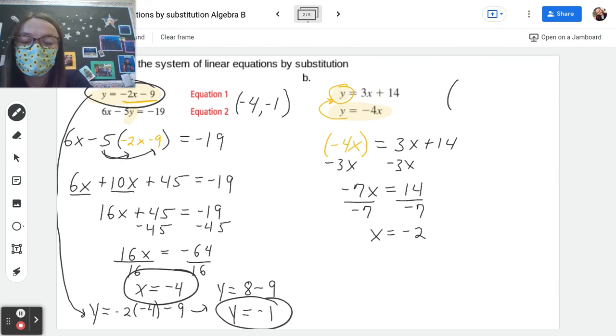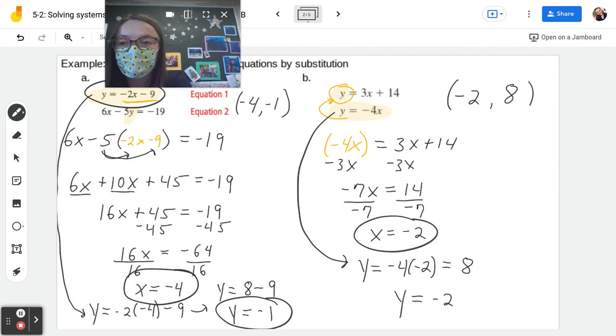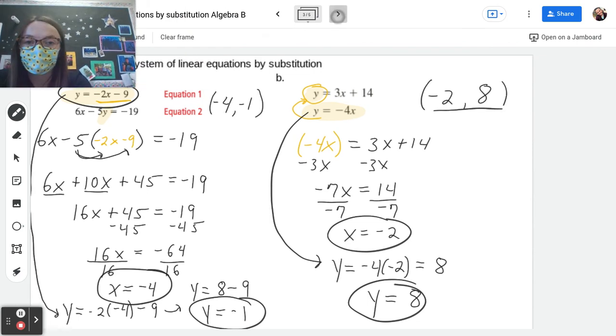Now, once again, the solution to a system of equations is always an ordered pair. So I have the x value. I want to know the y value. To find the y value, I'm just going to plug in negative 2 for x. So y is going to be equal to negative 4 times negative 2, which is 8. And so y is equal to 8, and x is equal to negative 2. Oops, I wrote the wrong thing there. So x is equal to negative 2 and y is equal to 8 are the solutions to the system, specifically as an ordered pair, negative 2, 8.